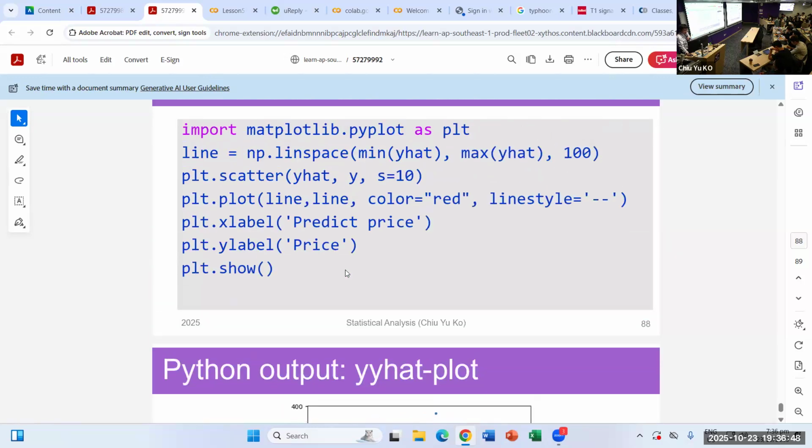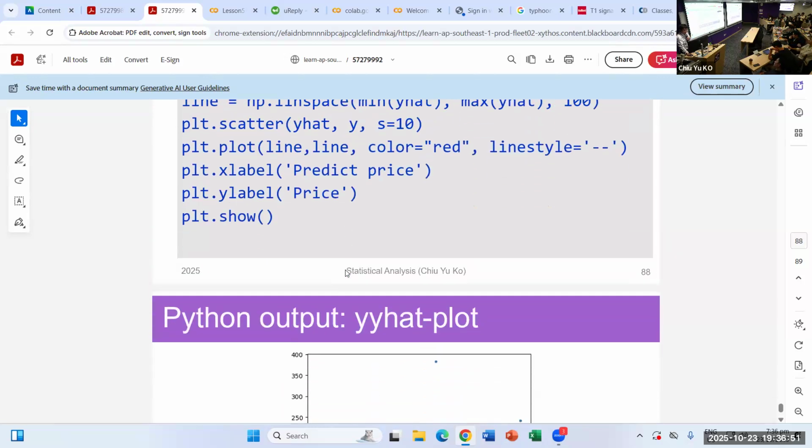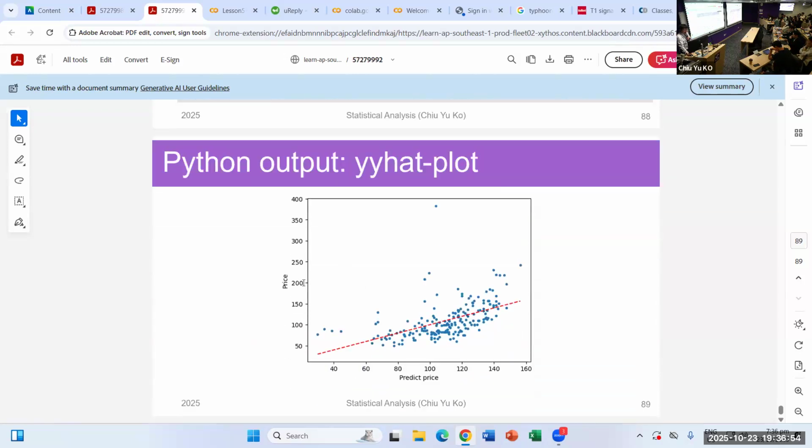So I have the Y hat Y plot. So okay, this is my price, and this is my predicted price. So which hotel you find is good? If it is along the line, that is fitting what you think it should be, right?